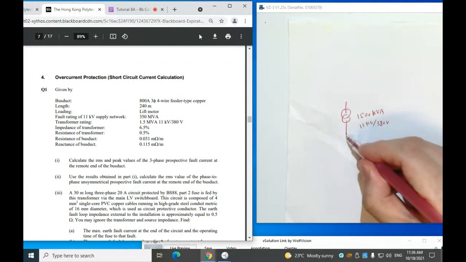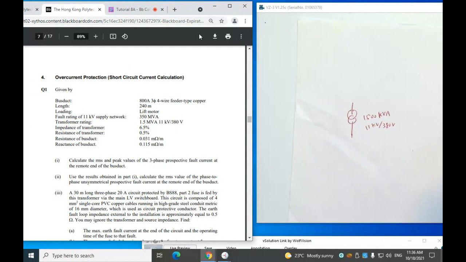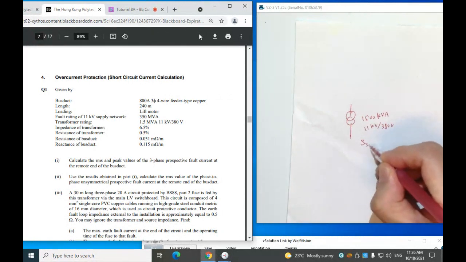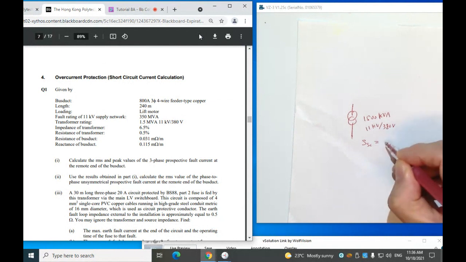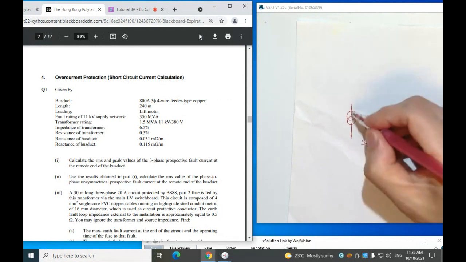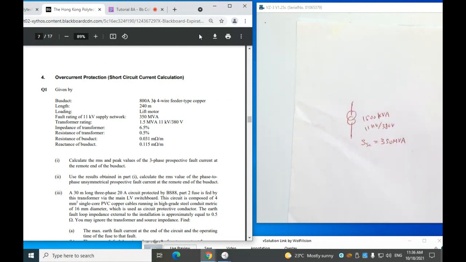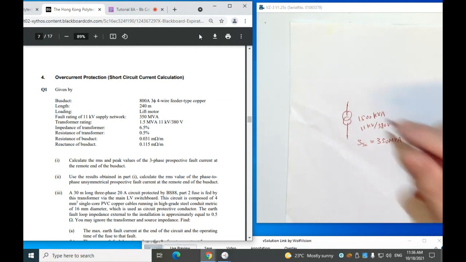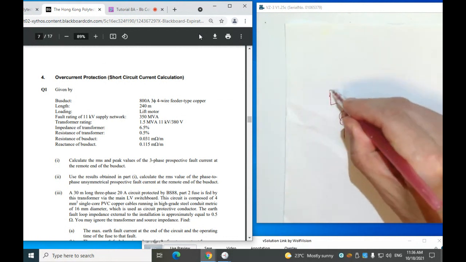Of course, this is connected from the HV circuit. We are given the fault level or fault rating at the 11 kV side, which is 3-phase SSC equal to 350 MVA at the HV side. And at the LV side, we have a main LV switchboard.